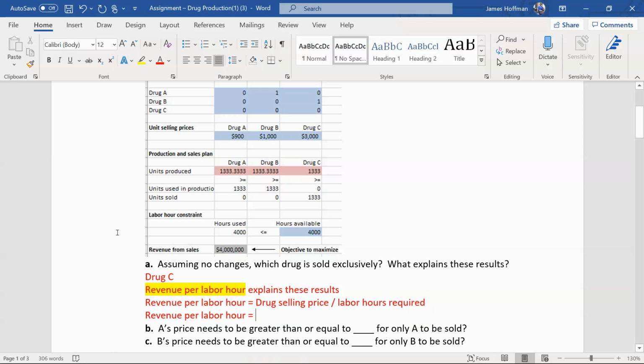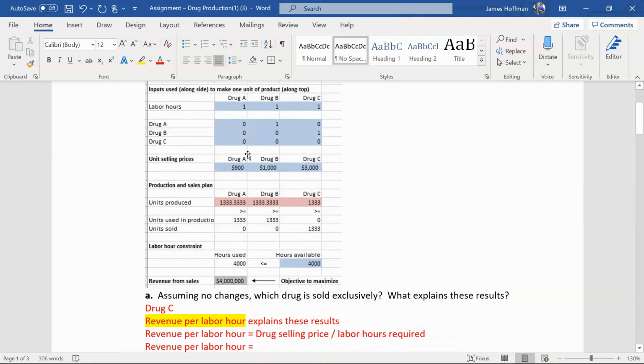So let's see if we can figure out the revenue per labor hour for drug C. First, just put in the selling price. This is the easy part. The selling prices are: drug A, the market price is 900, drug B is 1,000, and drug C is 3,000. So the drug selling price for drug C, the one we're concerned about, is 3,000. Let's just put that in.